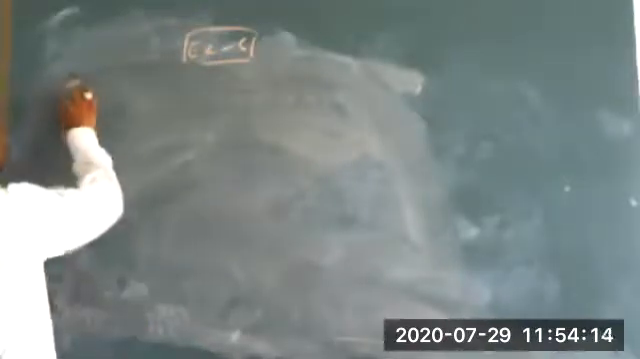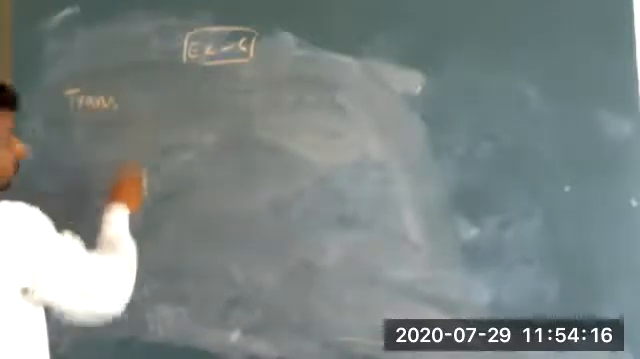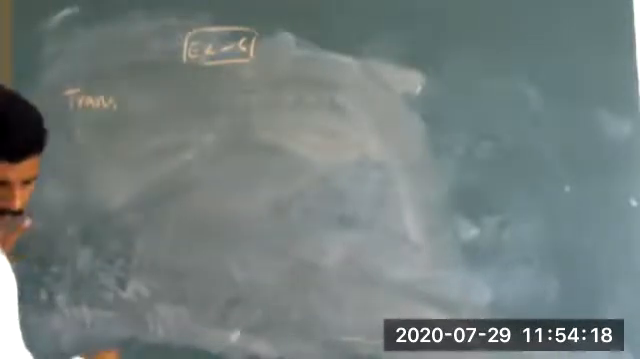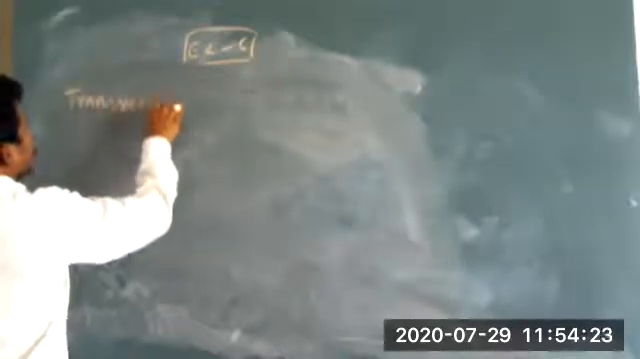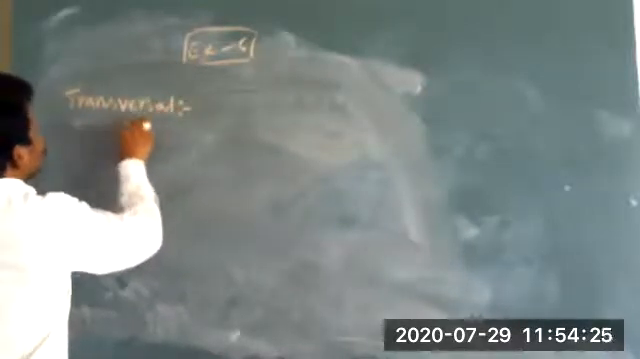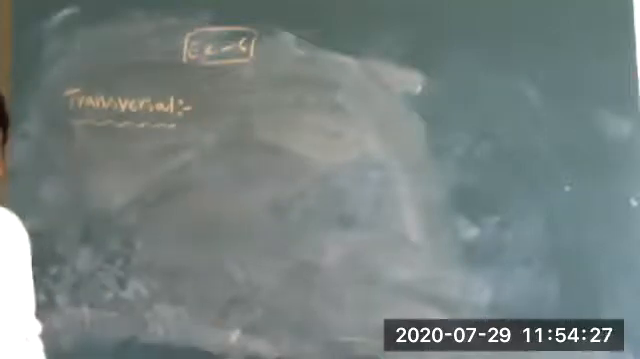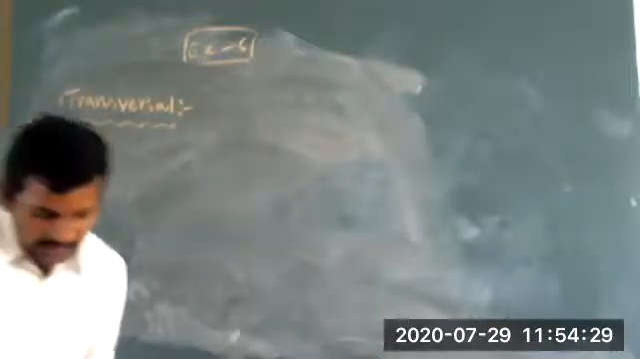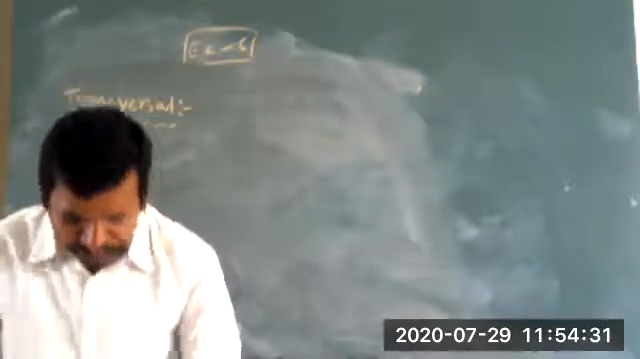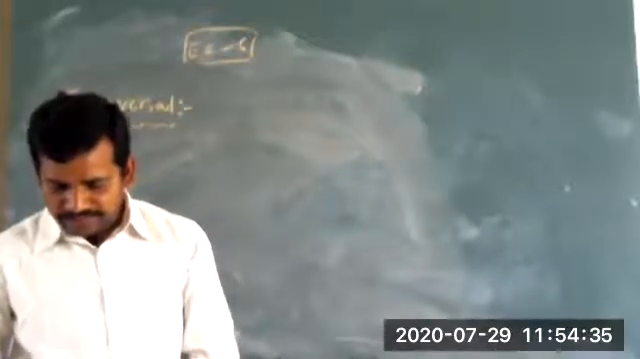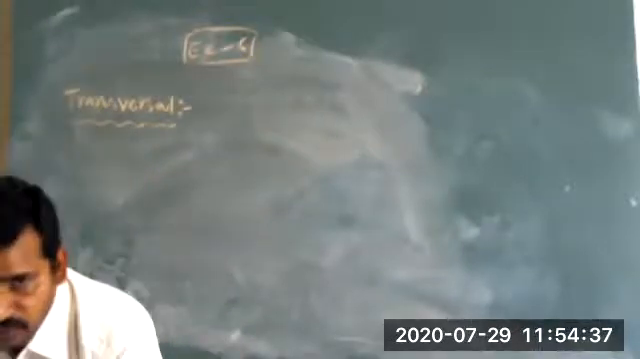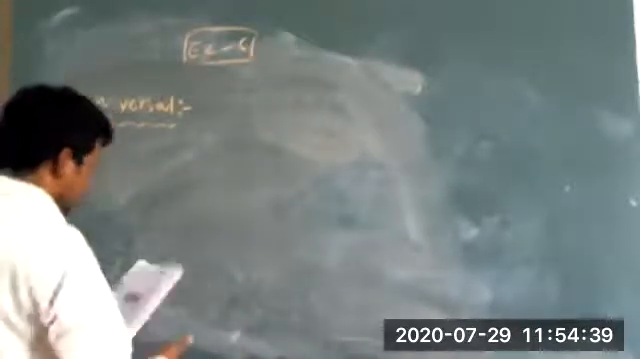Now transversal. Now discussing about transversal. What is the transversal? A line which intersects two or more lines at distinct points is called a transversal. What is the transversal, children?